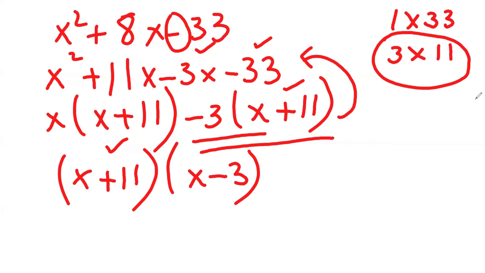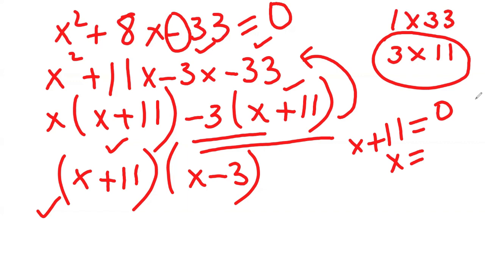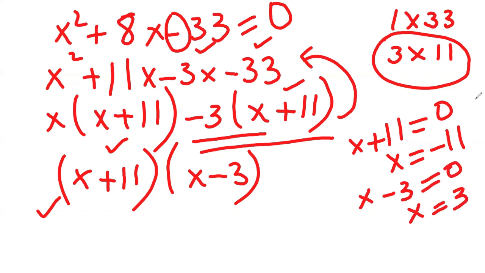Sometimes it happens that maybe in your exam an equation will come, a quadratic equation: x square plus 8x minus 33 equals to 0. In that case, what is the answer? These are the factors only. Now, x plus 11 is equal to 0, so x is equal to minus 11, right? Next is x minus 3 equals to 0. So, x is equal to 3.